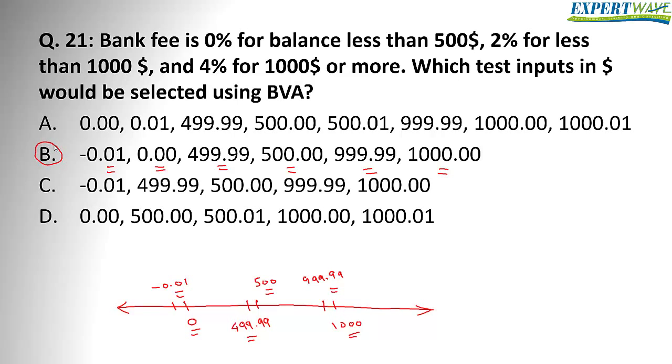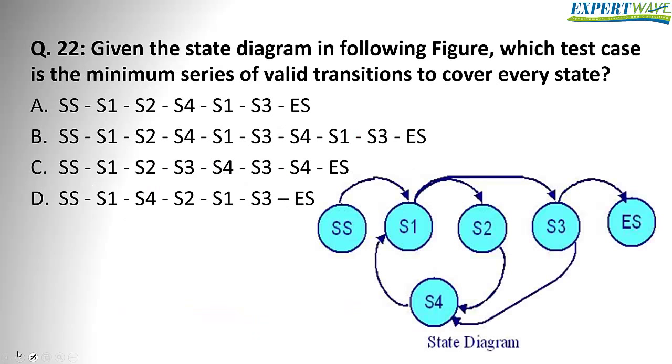Question 22. Given the state diagram in the following figure, which test case is the minimum series of valid transitions to cover every state? This is a nice simple question. I always like state transition diagram questions. They are simply easy ones, but they need a clear mind to solve. The question here is asking about the test case to go through all the states, or in other words, to go through all the circles in the diagram.